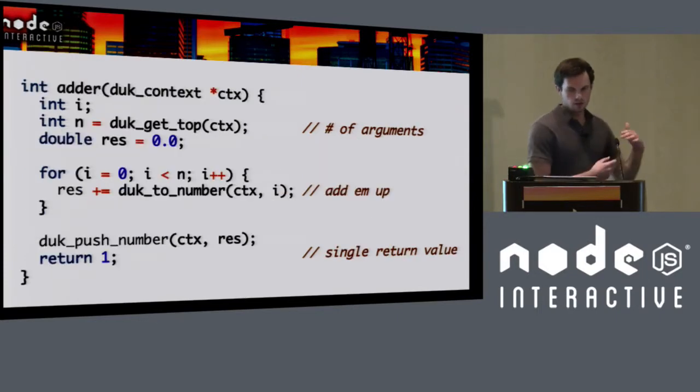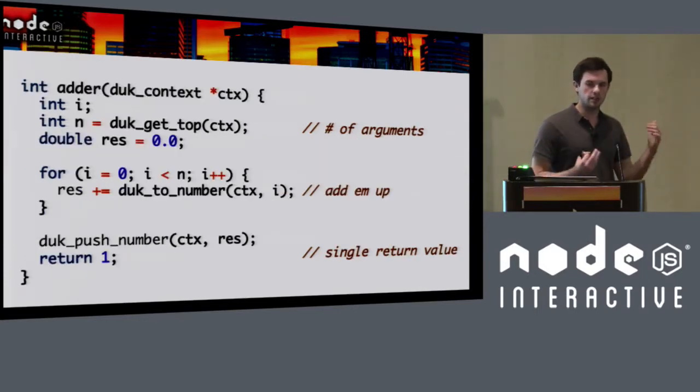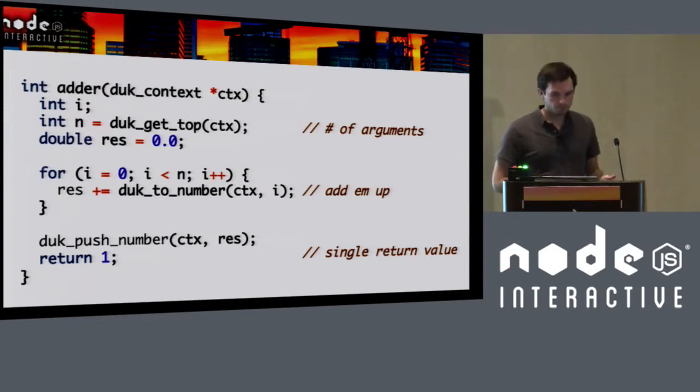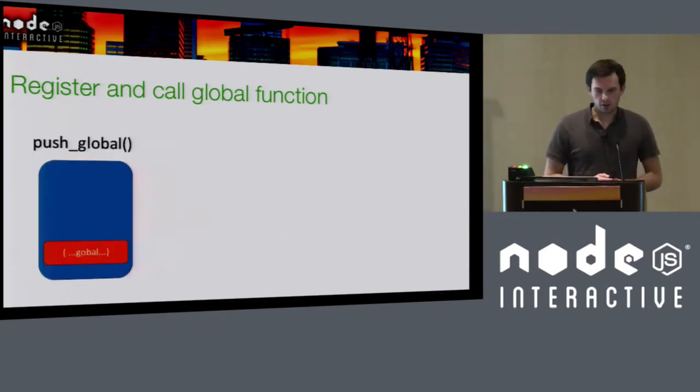And at the end of it, you get a function that looks like this, which can dynamically take any number of doubles, right, or numbers in JavaScript, and add them up. So same sort of thing.